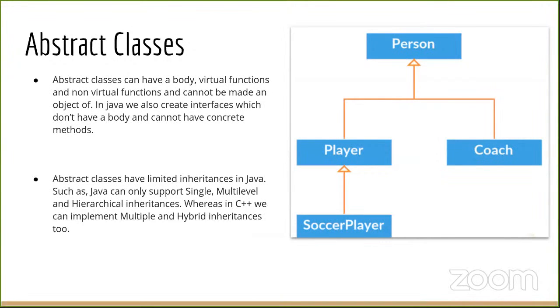So that is sorted out in Java by using interfaces. What interfaces would have basically is the function declaration only, and no implementation. So we add implementation in the derived class, and then we can sort it out basically for multiple and hybrid inheritances. Yeah. So next slide, please.